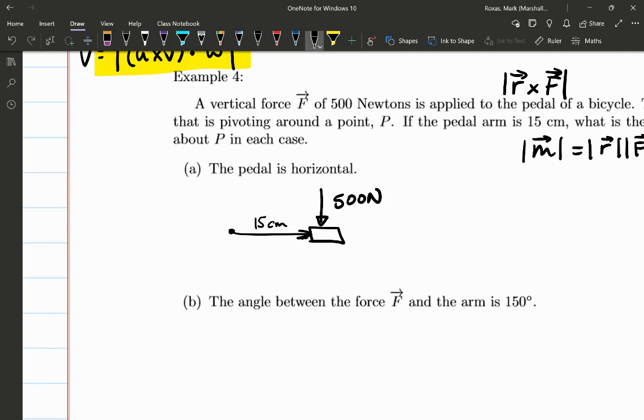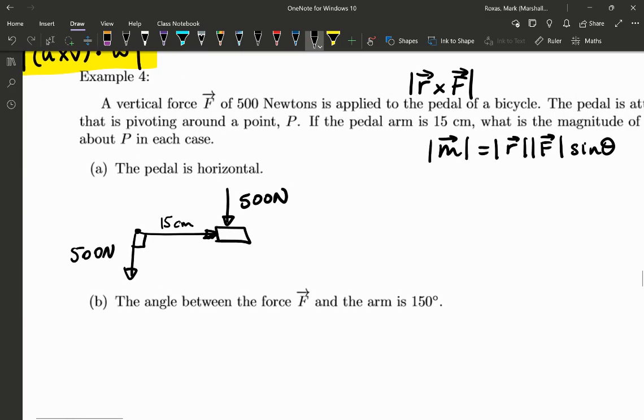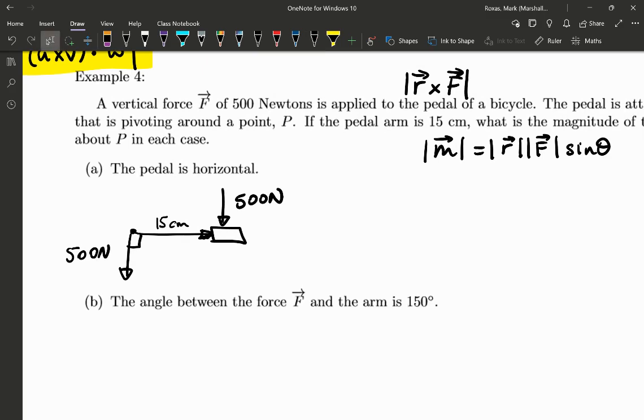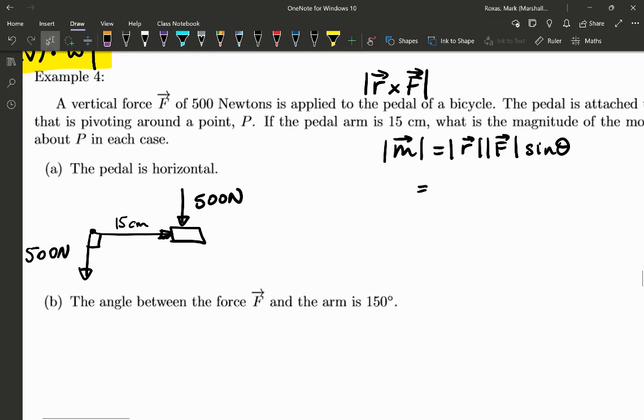If you draw it like a vector like this, and if you could translate forces, I can draw that 500 newtons as a force over here, just to signify that I have a 90-degree angle between my two vectors. Okay, and so if I have a 90-degree angle between my two vectors, I have a moment magnitude that corresponds to an angle of 90 degrees.